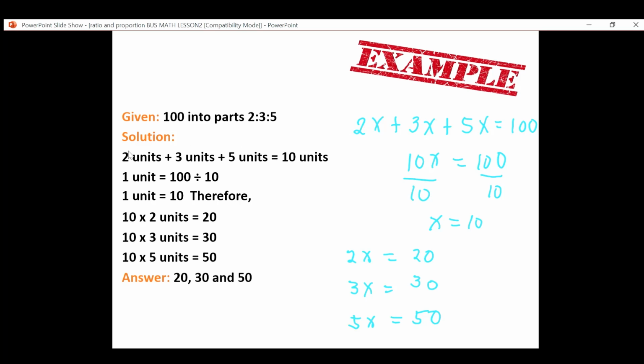Or we can use this solution. So add 2 plus 3 plus 5. So that's the number of units, 10 units. Divide the whole part, so 100 over 10, so we get 1 unit is equal to 10, and then multiply each unit to each part of the partitive ratio. So 10 times 2, that's 20. 10 times 3, that's 30. And 10 times 5, that is 50. So the answer is 20, 30, and 50.